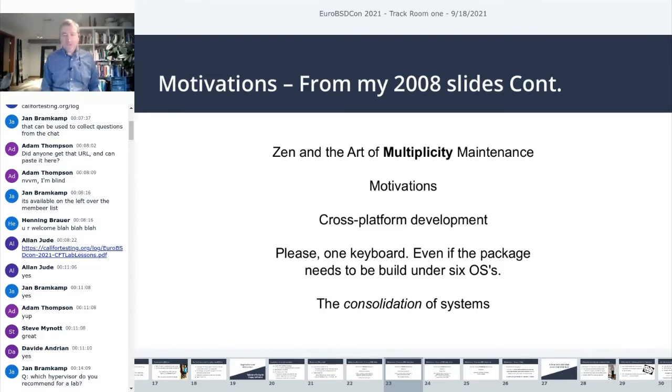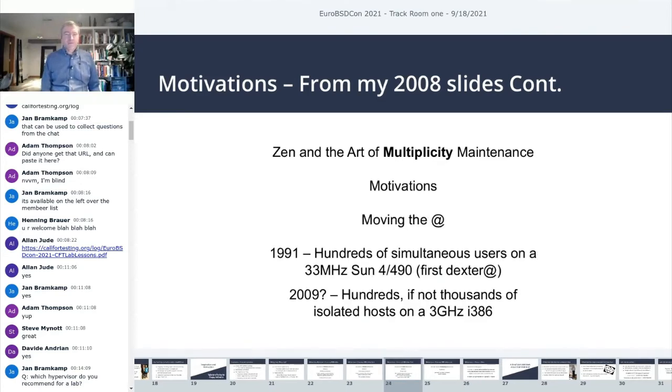So off you go, with one keyboard. I'm not good with the whole army of keyboards and KVMs and all that. I just want to focus. There are a lot of ways to do that, be it RDP, you name it. There are so many flexible options right now. It's awesome. And a key point: the consolidation of systems.